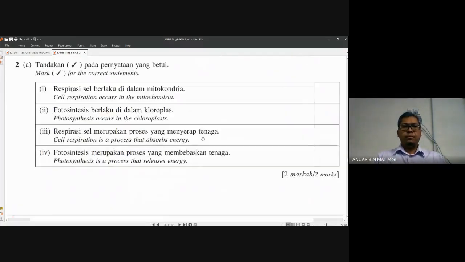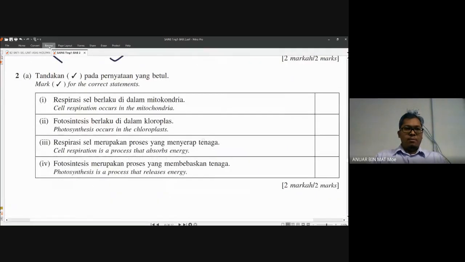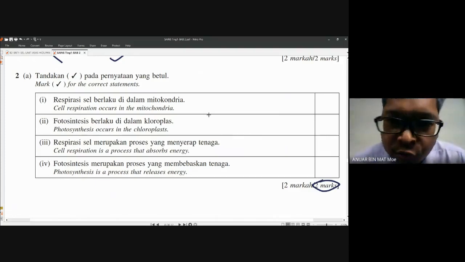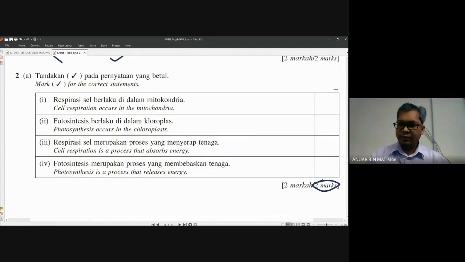Okay, question number 2. How many marks here? 2 marks. So for 2 marks, you only tick 2 ticks only. Okay. 2A1. Cell respiration occurs in the mitochondria. True or false? Cell respiration in mitochondria. True or false? Hello? Question number 2A, Section B.